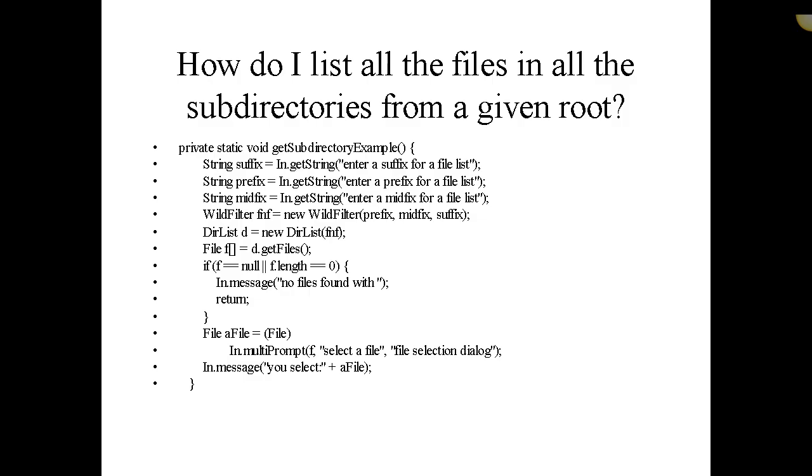So the WildFilter, which is an implementation of a file name filter, FNF, is passed into the DirLister. That enables you to get all the files that end with a suffix, begin with a prefix, and contain some string called a midfix. And then you can proceed to get all the files that you like.